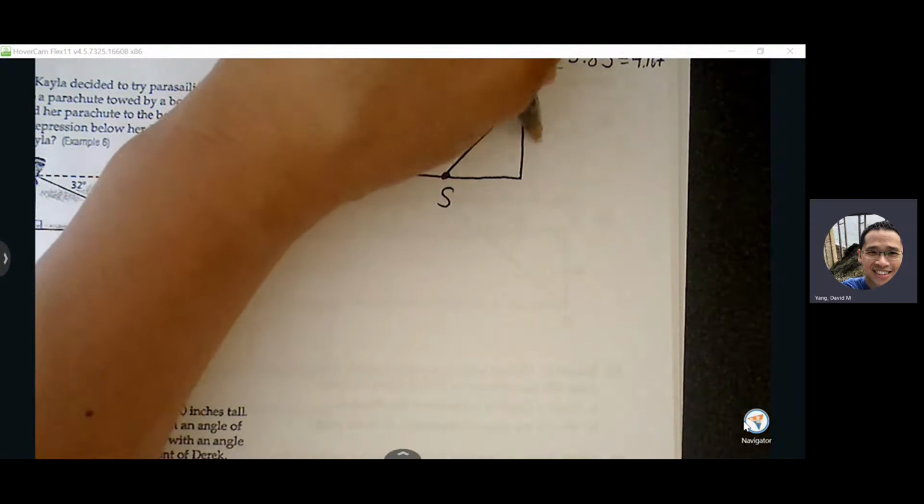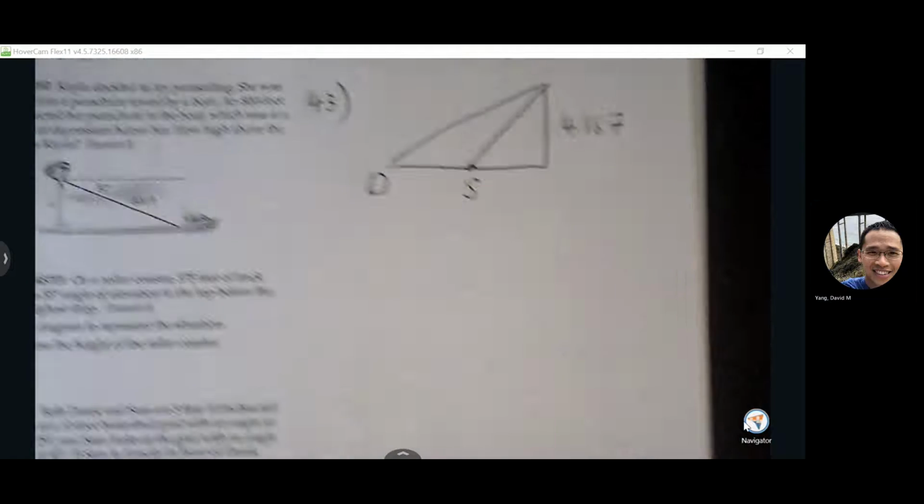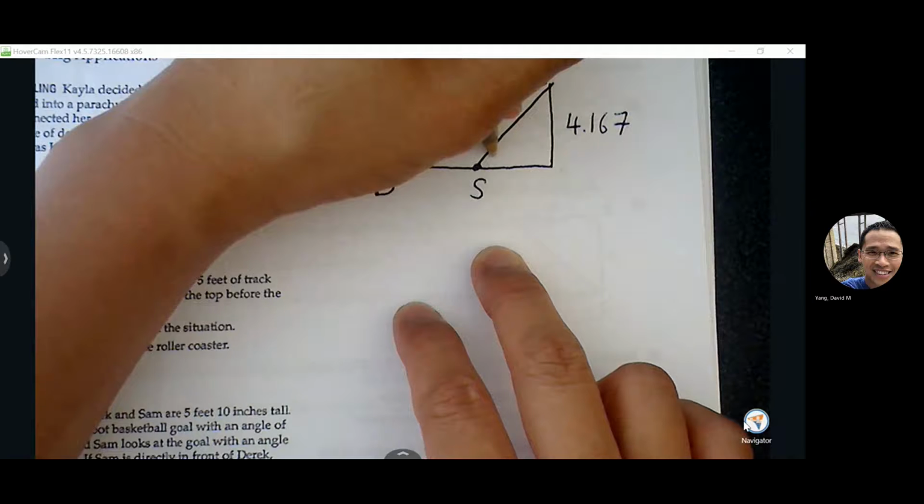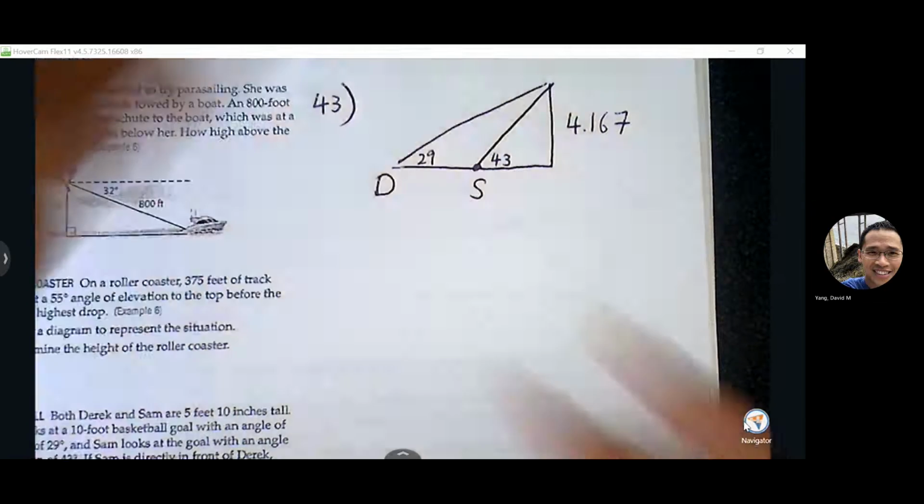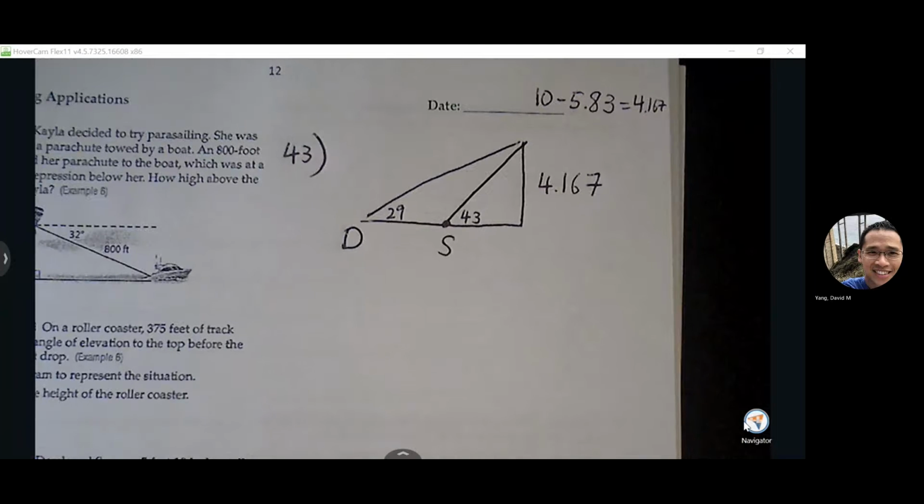So 4.167. And let's fill in the angles here. 29, 43. Okay, are we okay so far? This is the initial setup here. Okay. Now, we want to figure out how far Derek and Sam are away from each other.